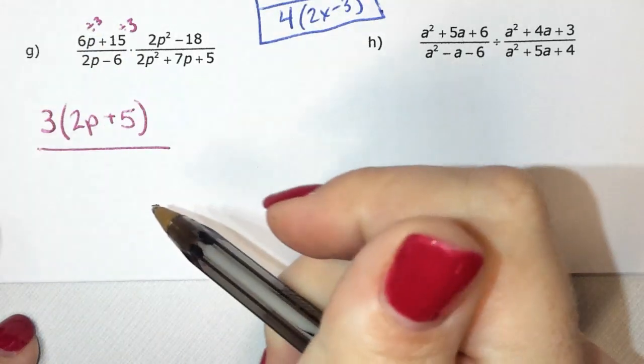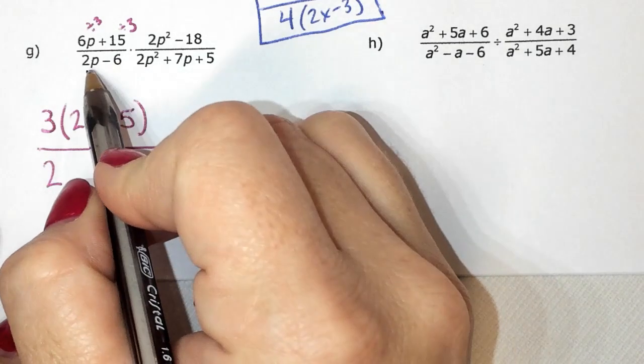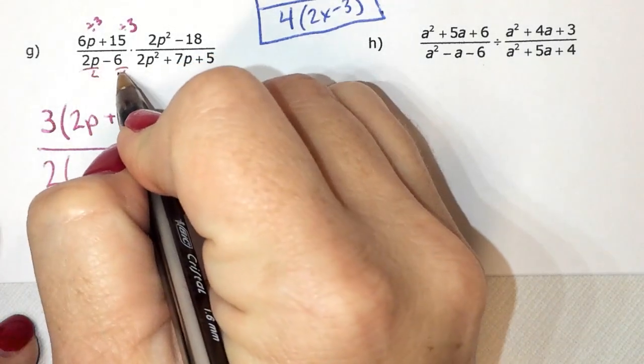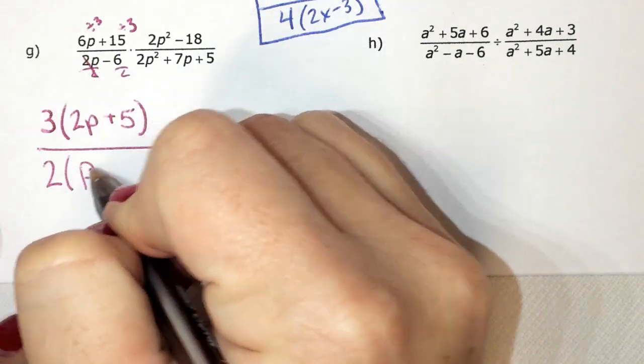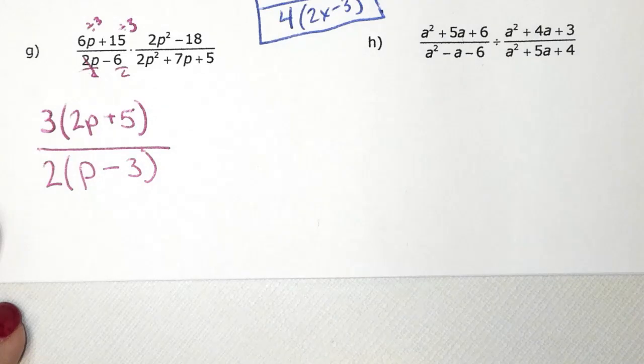Bottom left factored, remember always start with your smallest number. 2 does go into 6, so 2 is my GCF. This has a p, this does not, so no letter. So divide by 2, so this is just p minus 6 divided by 2 is 3. So that's the left side.